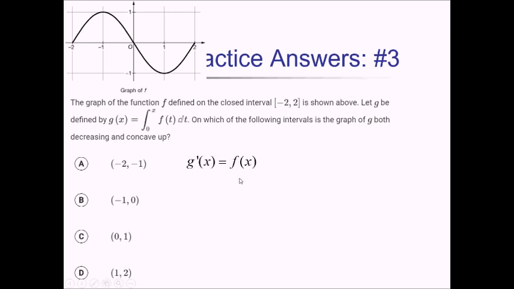And now we're just trying to figure out where f of x is negative and increasing. So this is going to be less than 0 and increasing if we look at the graph. Less than 0, that's everything to the right of the y-axis. And increasing at the same time, that's going to be from 1 to 2. This is the only interval where we're negative but also increasing.